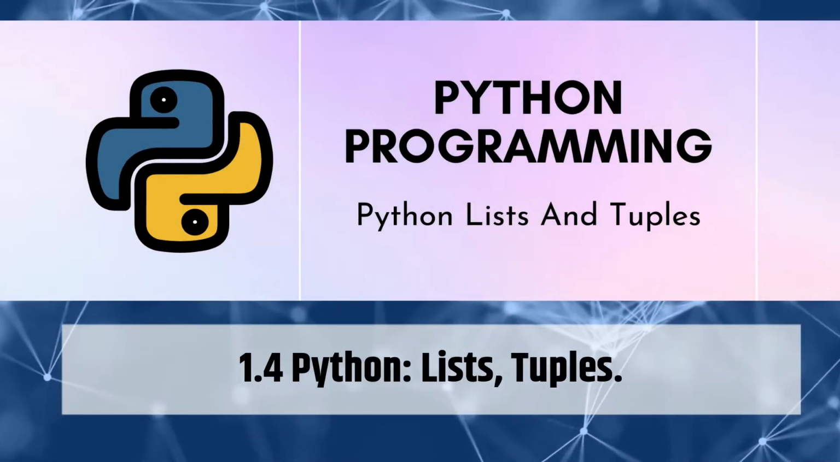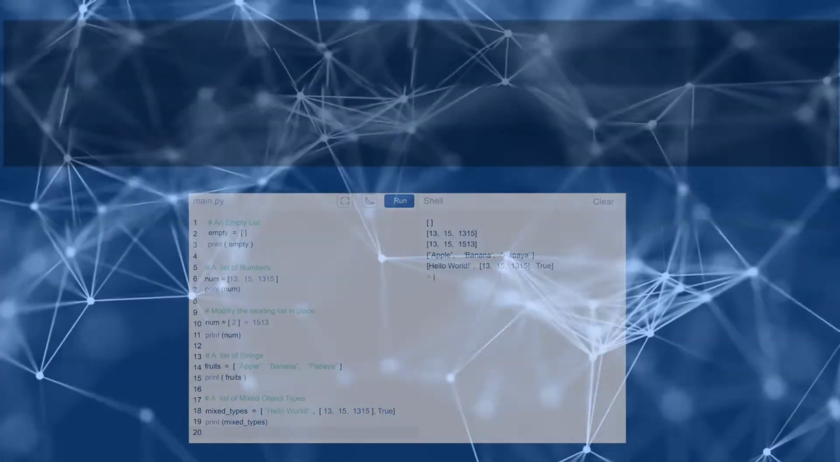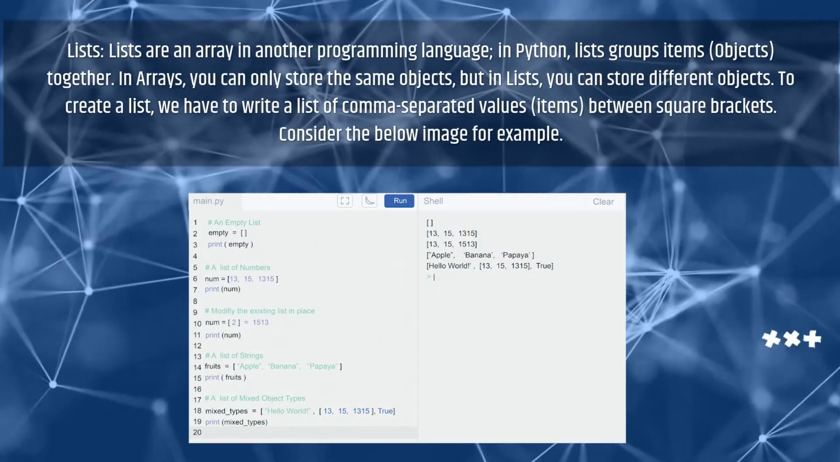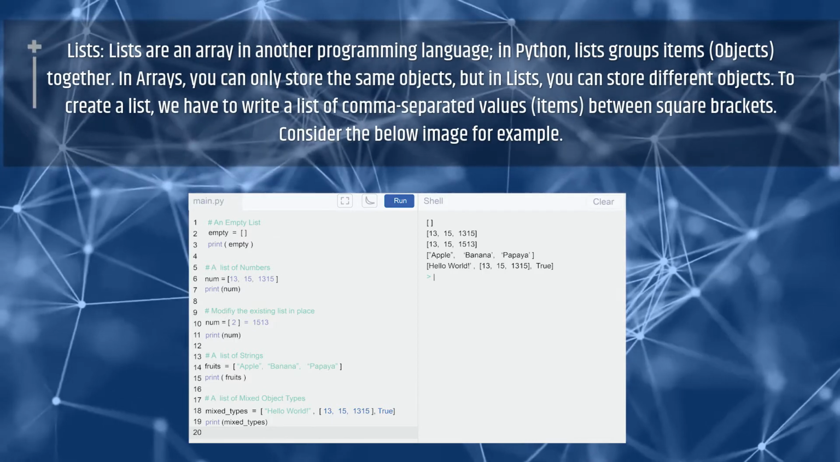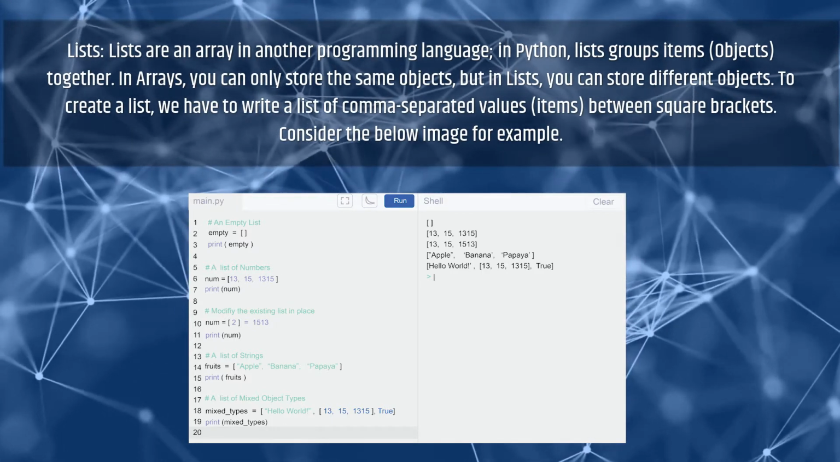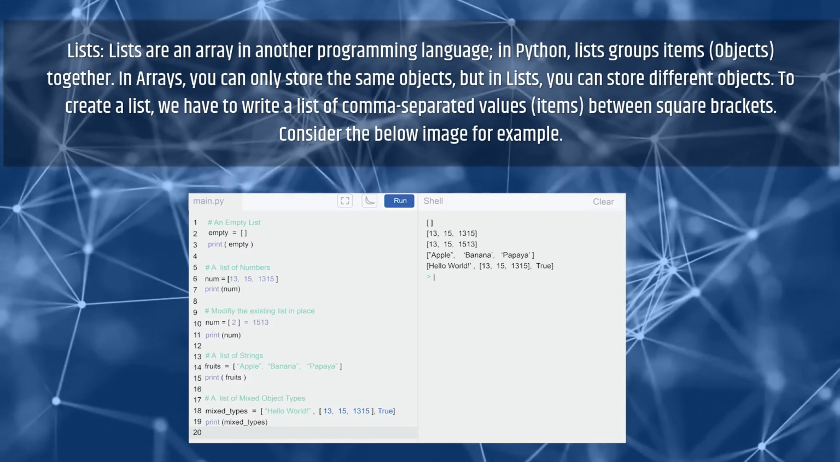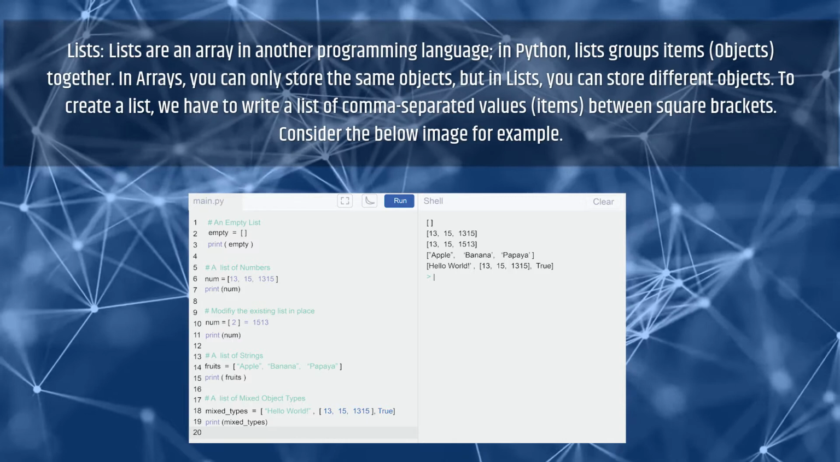Python, lists, tuples. Lists are an array in another programming language. In Python, lists group items, objects, together. In arrays, you can only store the same objects, but in lists, you can store different objects.